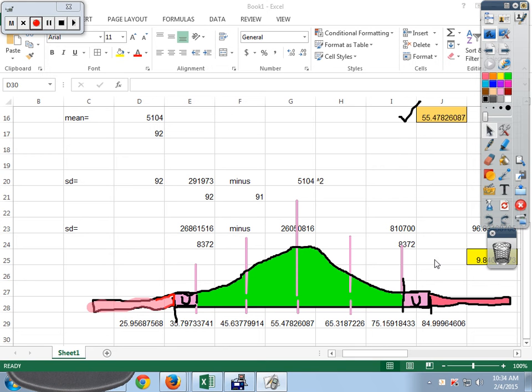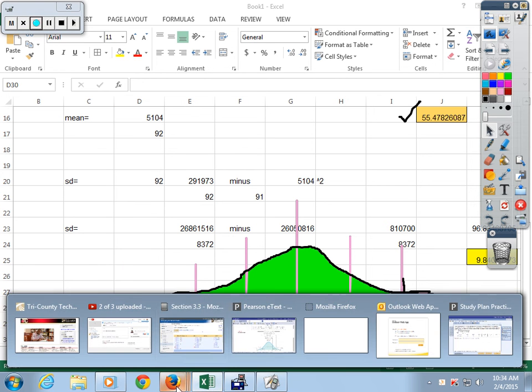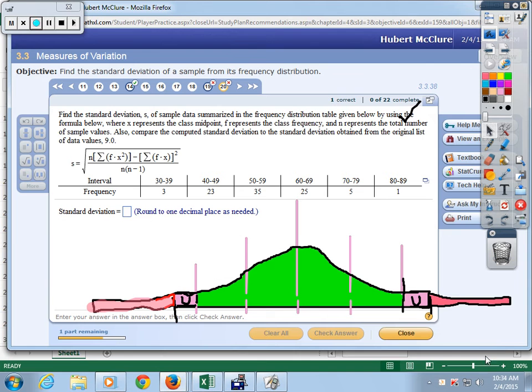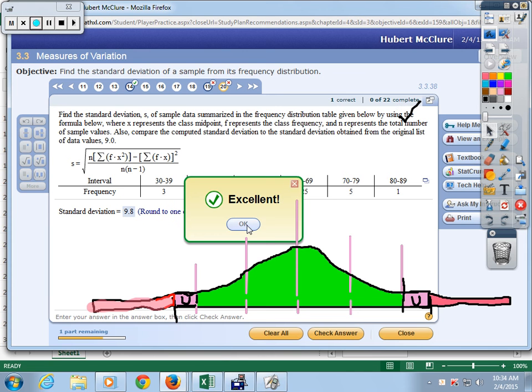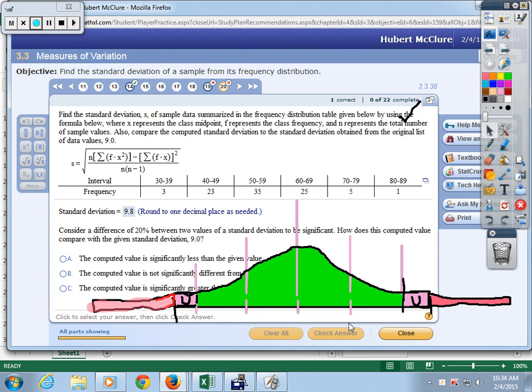Yeah. All right, now let's make sure you got one more, and that way you'll have 3 in your book. And we'll just, what was our standard deviation? 9.8. And we got it right. And it says consider the difference of 20.